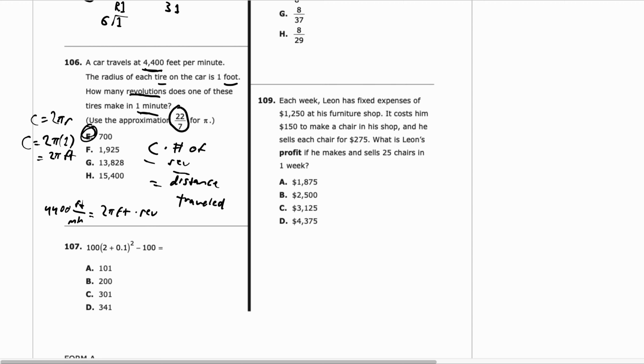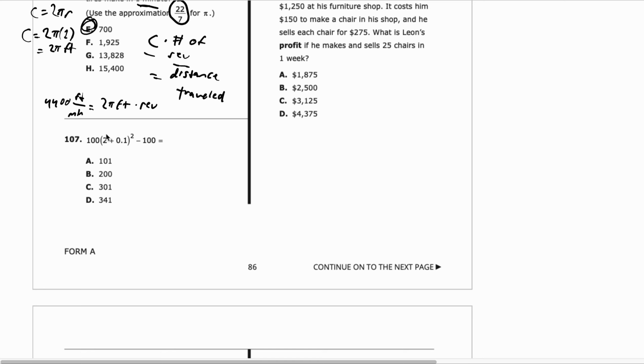So now on to 107. Let's take a look at this expression. So we have 100 times (2 plus 0.1) squared minus 100. So this is sort of like an order of operations thing. So we first have to go inside the parentheses. So it would be 100 times 2.1 squared minus 100. Next we have to do this square operation.